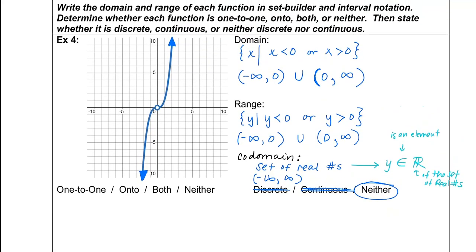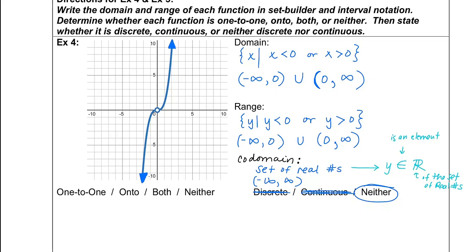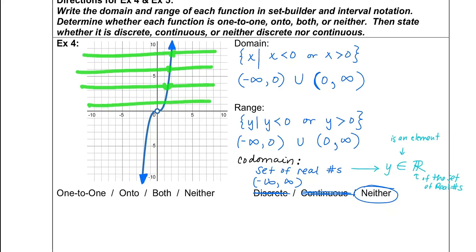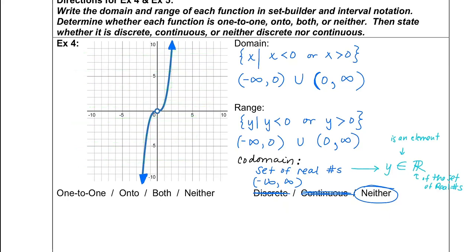Okay, so we already did discrete, continuous versus neither. So now we've got to figure out, is it one-to-one, onto, both, or neither? Okay, so one-to-one, we can do the vertical line, the horizontal line test. Does it pass the horizontal line test? Does it ever cross at more than 1 point when we pass a line? If it crosses at more than 1 point, it fails, right? Does it ever fail? No. So it is one-to-one.